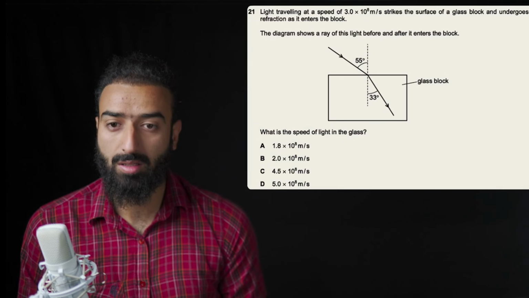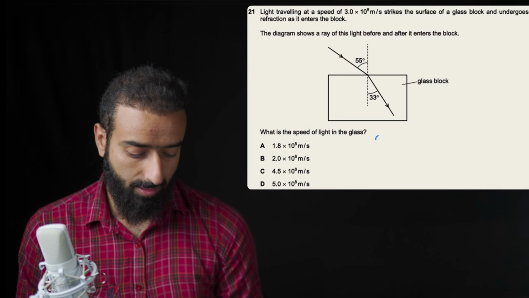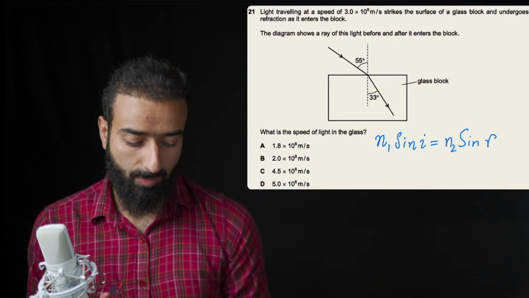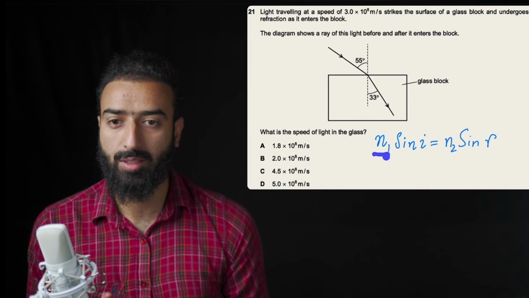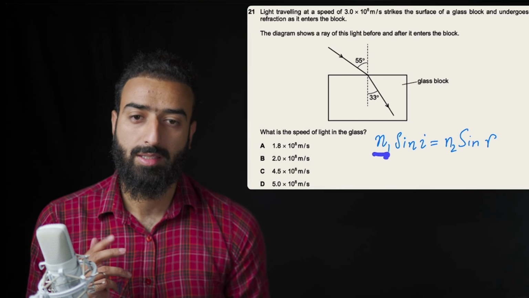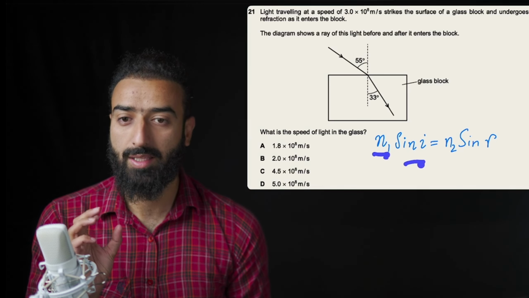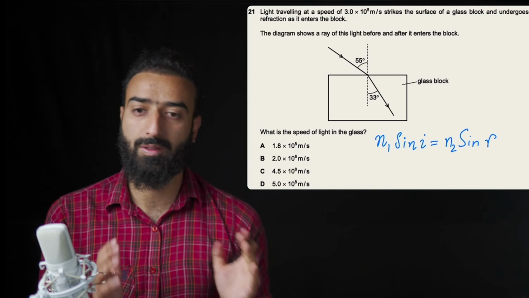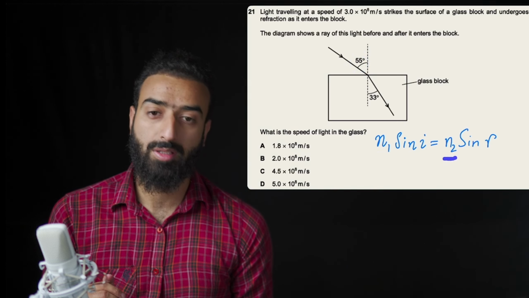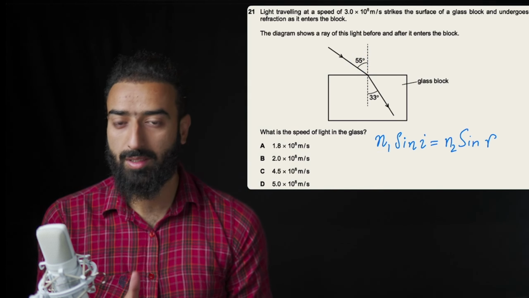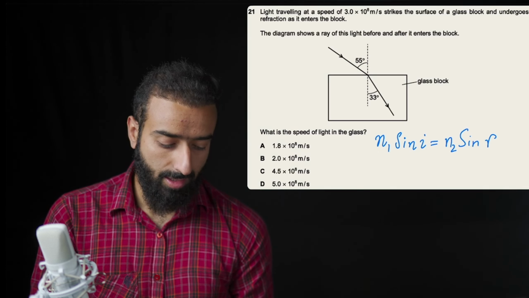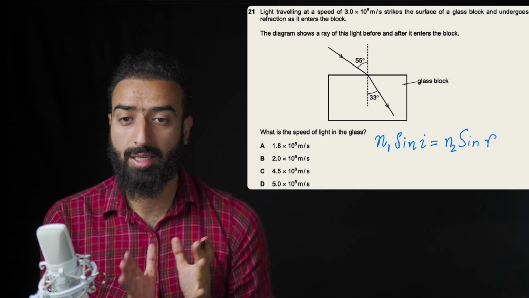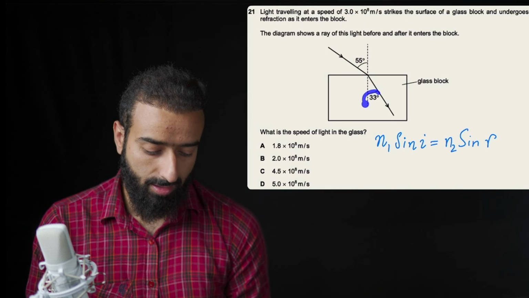So what's Snell's law? Let me write that. So this is the mathematical form of Snell's law. N1 is the refractive index of the first medium. Sin I is the sine of the incident angle. In this case, that's 55 degrees. So sine of 55 degrees. N2 is the refractive index of the other medium. In this case, it's glass. Sine R is the sine of the refracted angle, which is sine 33.